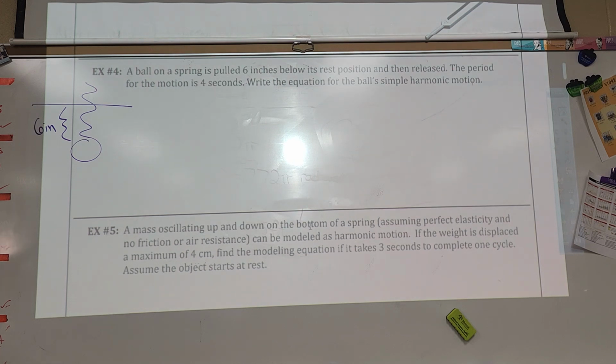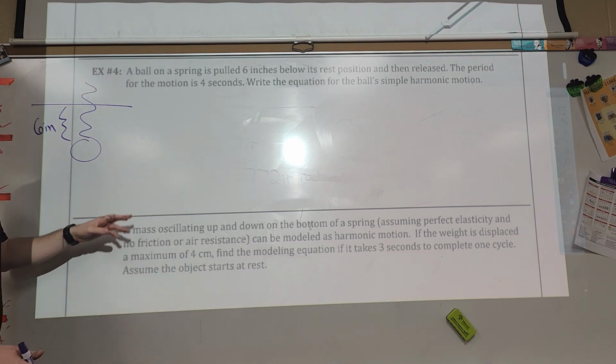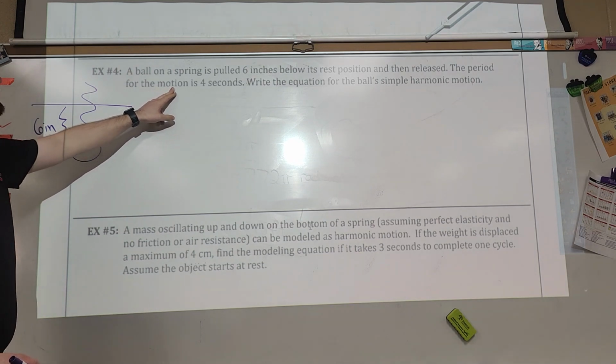In space, if there's no gravity or friction, and I release this 6 inches down, it's going to hit this and the force is going to bring it 6 inches up. That's inertia, right? It's going to be equivalent. It's going to go 6 inches up, and then it's going to go back. In a perfect system, that's how physics works. The period for the motion is 4 seconds.